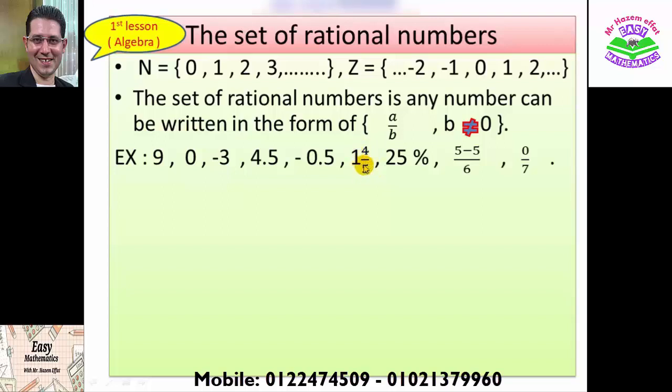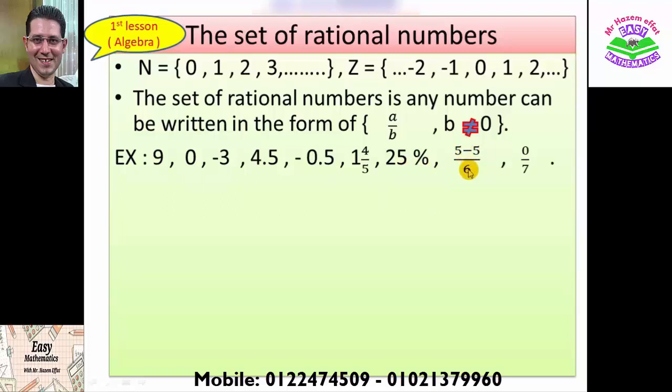And here 1 and 4 over 5, this is a mixed number. By using your calculator or using your steps, we can change a mixed number into a fraction. How? By multiplying 1 by 5, it will be 5, 5 plus 4, it will be 9 over 5. This is also a rational number. The same with 25%, which means a quarter, or we can put it in fraction form, 25 over 100. The same, 5 minus 5 will be 0 over 6.